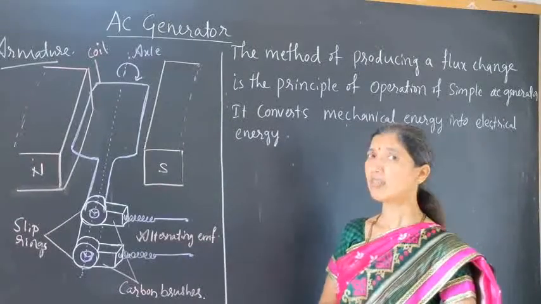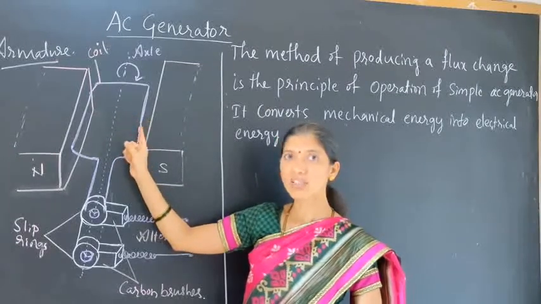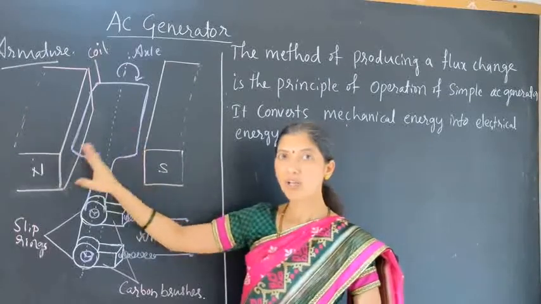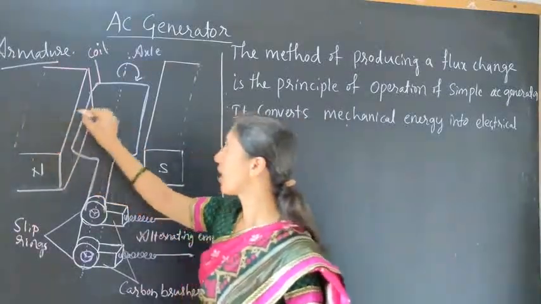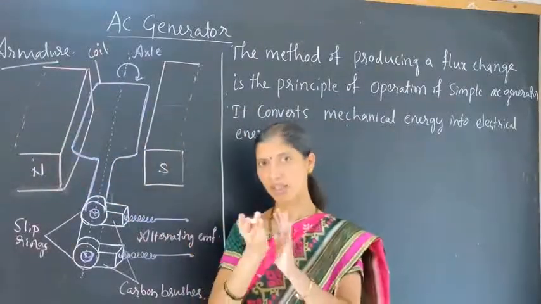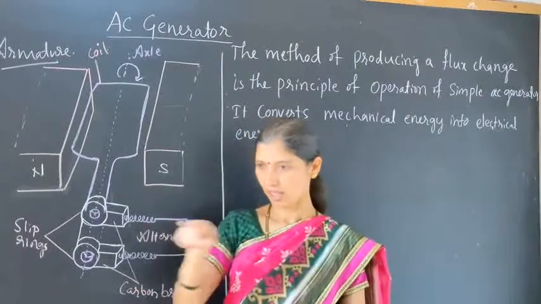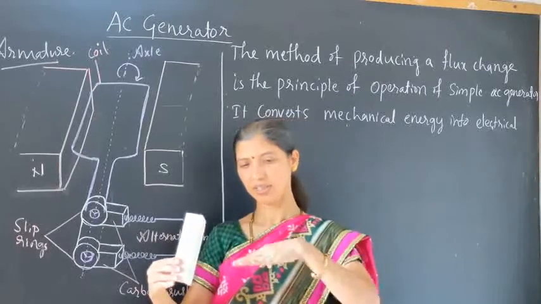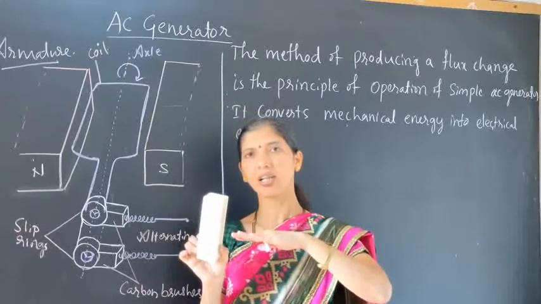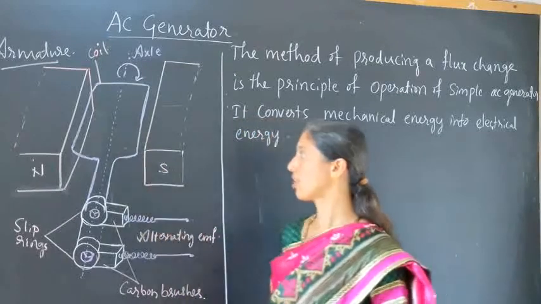Now, what is the process? When this coil starts to rotate, it always rotates perpendicular to the magnetic field direction. Suppose this is the direction of the field; the coil rotates perpendicularly to it. So the rotation of the coil is like this.